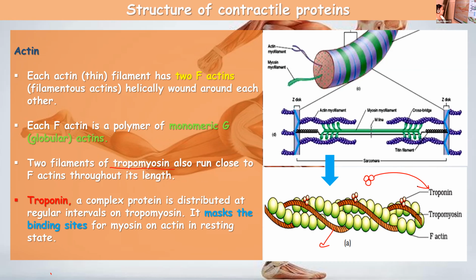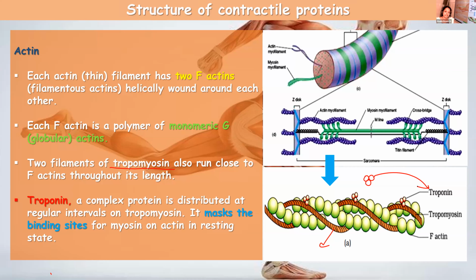So troponin is a complex protein. It is distributed at regular intervals in tropomyosin, and its purpose is to mask the binding sites of myosin on actin when the myofibril is in a relaxed state. And when the contraction takes place, the troponin will be removed from there and the binding sites will get exposed. You will learn about that later. So once again, I'll just summarize the points we learned. There are 2 main proteins in muscles which help in bringing about the contraction.